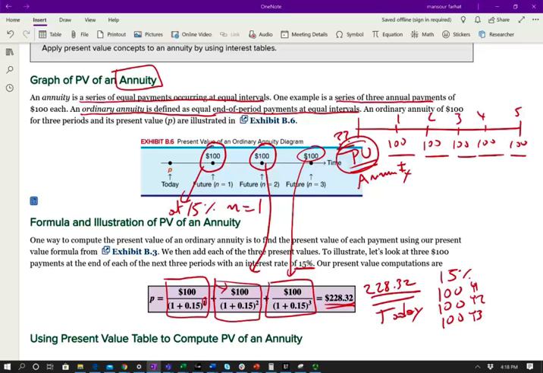So the best way to show you is to prove it. I like to show the math proof. So let me show you that if you put $228.32 today, you can take out the $100. So that computation is correct.